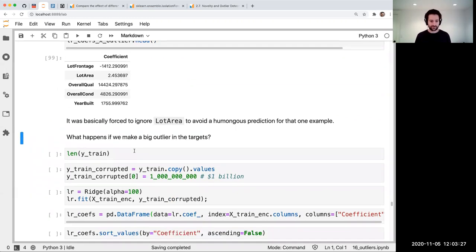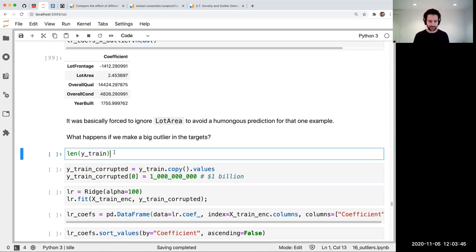What happens if we make a bigger outlier in the targets? Okay, right. So this is, again, I want to hammer home. Outliers in X in your features versus outliers in Y in your targets are not exactly the same. And it's not a coincidence I'm using the housing data set. I needed a regression problem here so I could make an outlier in the targets, which wouldn't really work in classification.